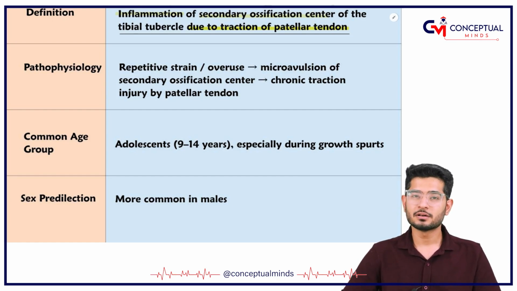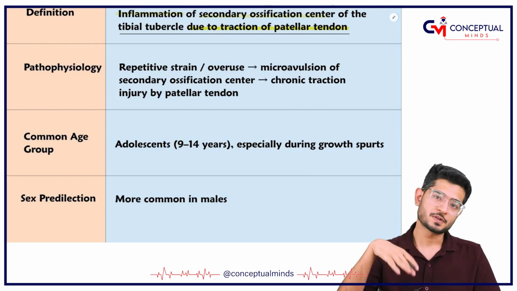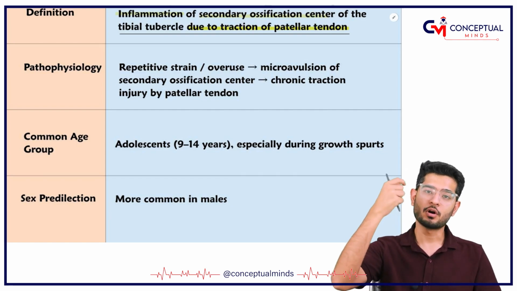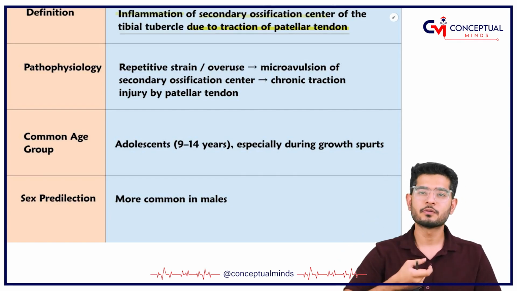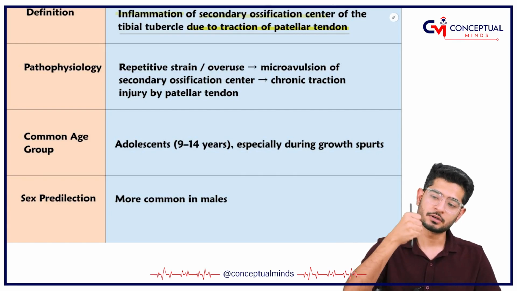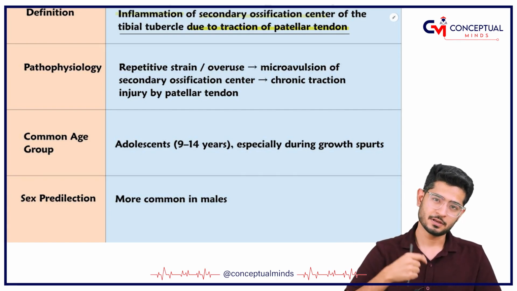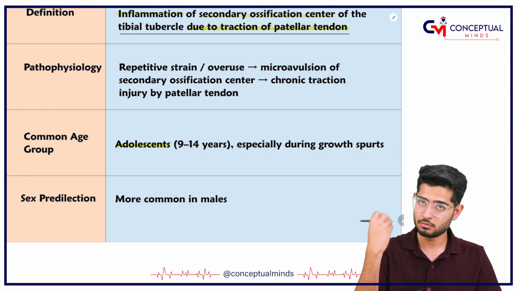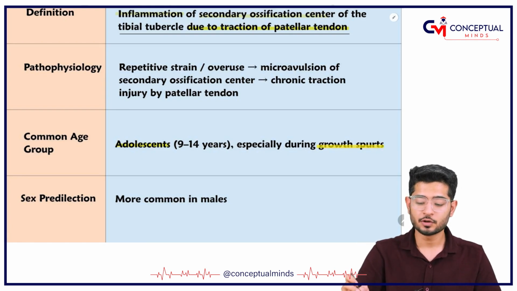So generally during the growth spurts, what is going to happen? The elongation of the limbs is going to happen, and of course your patellar tendon is formed from the quadriceps only, so the quadriceps are going to pull that area, and that can lead to the osteochondritis. So basically it's a disease which is seen in the adolescent age during the growth spurts.